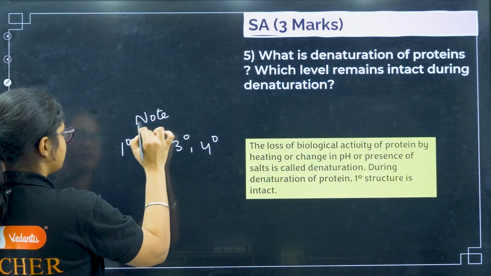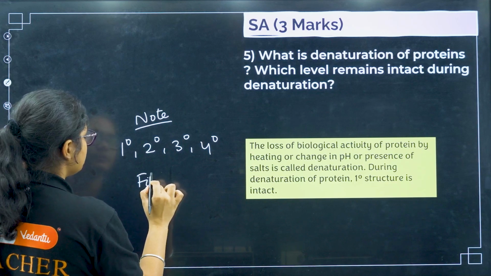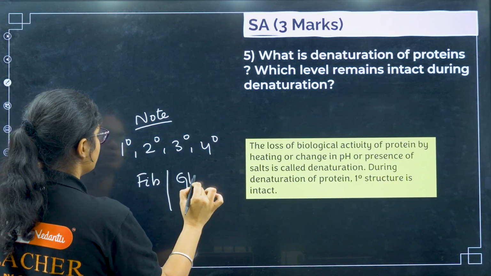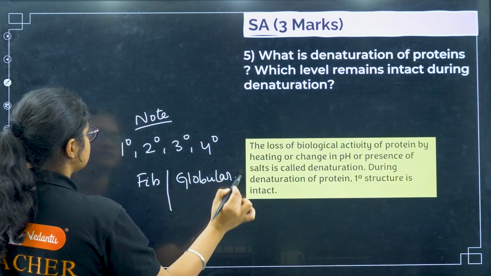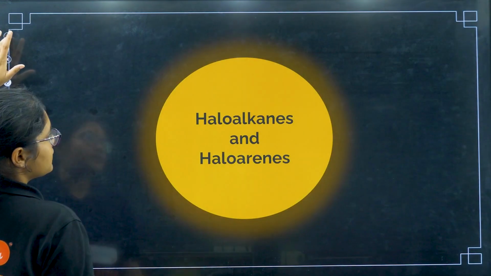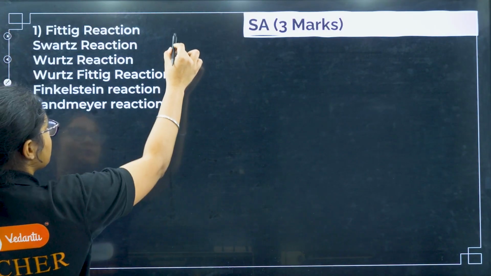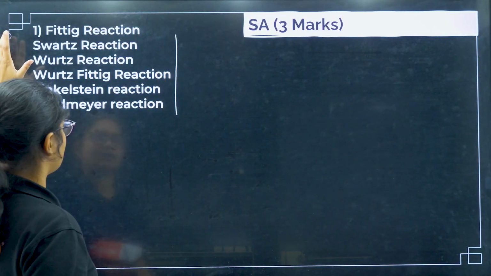Okay, note on primary, secondary, tertiary, and the difference between fibrous and globular. These two also revise properly. Next, coming to haloalkanes and haloarenes, prepare these name reactions. I have given some of them.